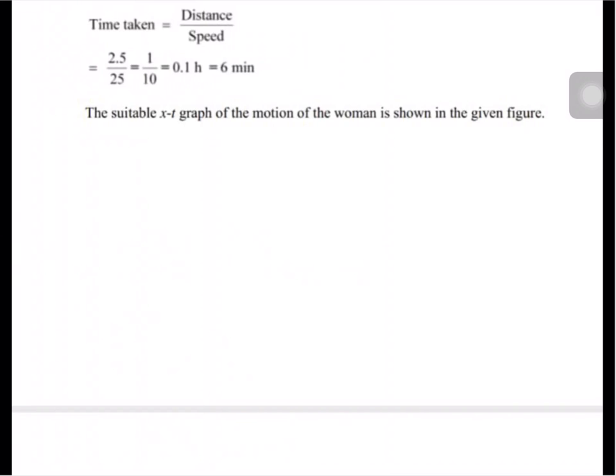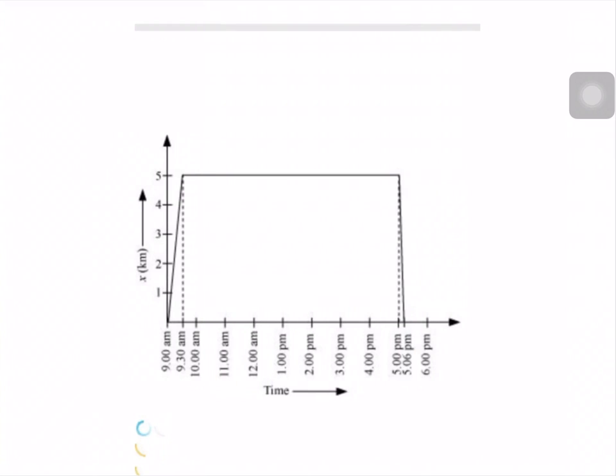So the suitable x-t graph of the motion of the woman is shown in the diagram. See, this is the graph. At 9 o'clock she started and she worked in the office up to 5 o'clock, and then she came home in only 6 minutes of travel. So at 5:06 p.m. she reached home. So this is the graph.